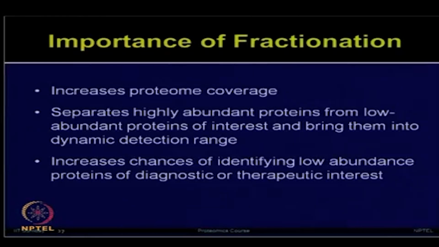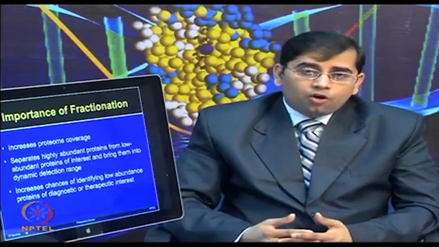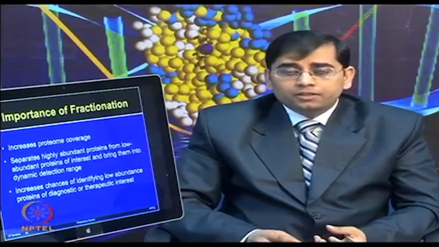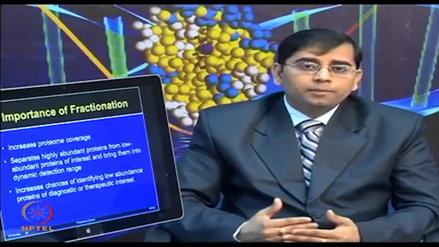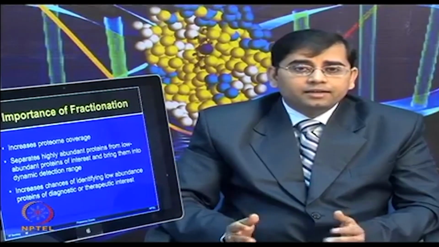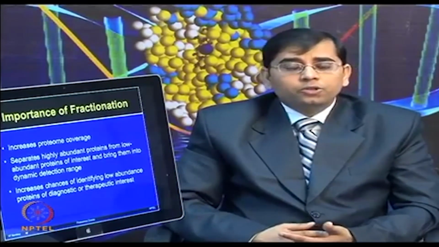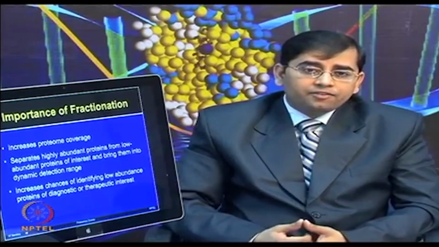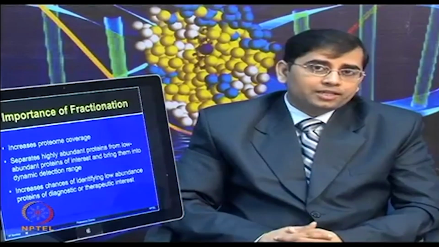An effective fractionation method separates highly abundant proteins from the low abundant proteins of interest and brings them into the dynamic detection range. Often the low abundant proteins could be the proteins of interest, which are being masked by the highly abundant proteins. If you are able to separate the highly abundant proteins, then you are able to increase the dynamic detection range and bring everything into the same range. Fractionation can also increase the chances of identifying low abundance proteins of diagnostic or therapeutic interest.